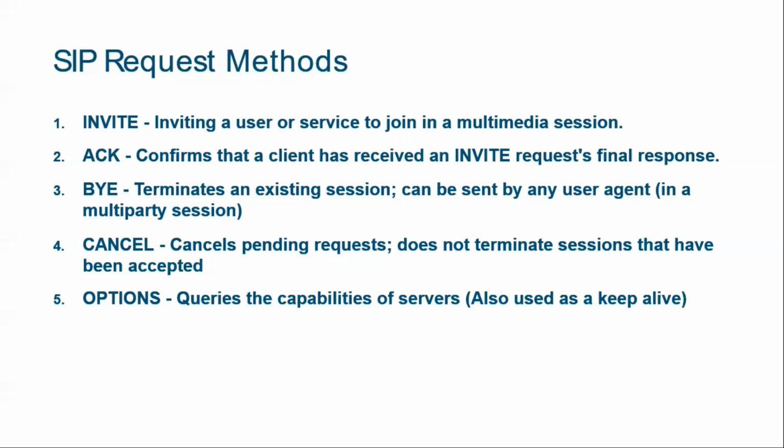Then you have got options. It was initially used to advertise the capabilities of one party to the other one. But now it's used typically for keep-alive messages between two devices. For instance, you use ping to check the availability of the other device you're talking to.